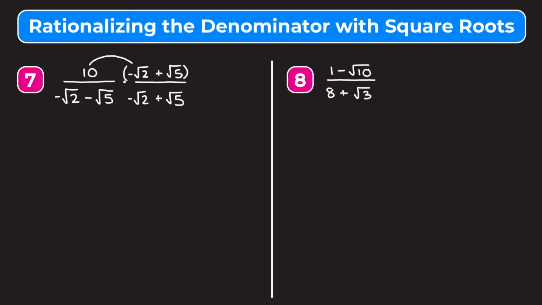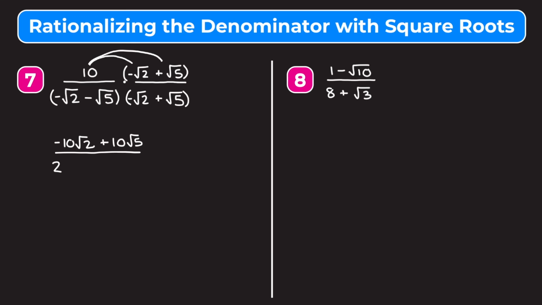So 10 times negative root 2 is negative 10 root 2. 10 times root 5 is 10 root 5, so plus 10 root 5. And on the bottom, we need to FOIL these 2 binomials. So if we multiply the first terms, negative root 2 times negative root 2 becomes a positive 2. So we have a 2.